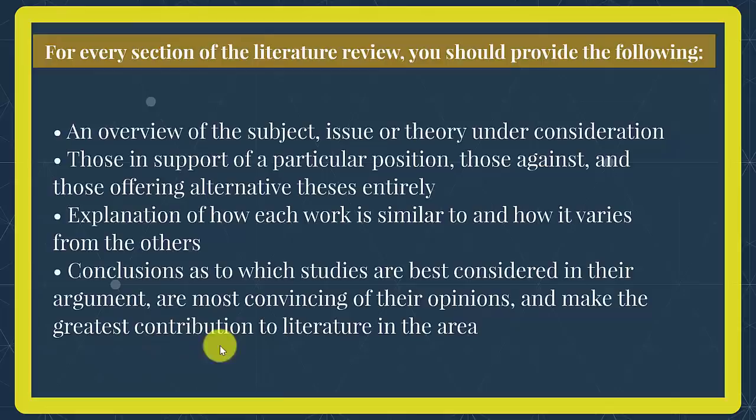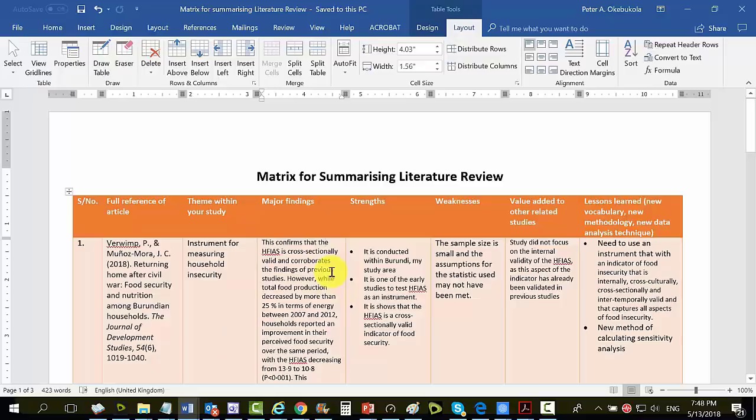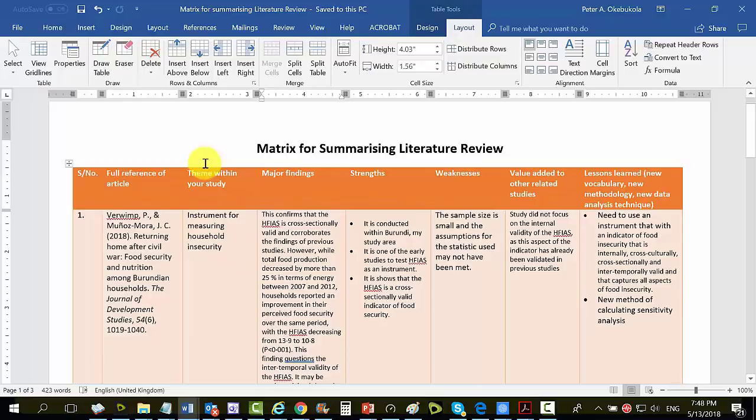So back to our matrix, because it's from this matrix that we'll be using for writing the literature review. Now, for the sections, this will be the theme within your study. You can use this to aggregate to the different sections. And then you have the major findings. This will let you know whether they are agreeing or disagreeing, the strengths, the weaknesses. This is very important, the value added to other related studies. So this is where you'll be using for the critique. And of course, this one will be lessons learned that you can also be using.